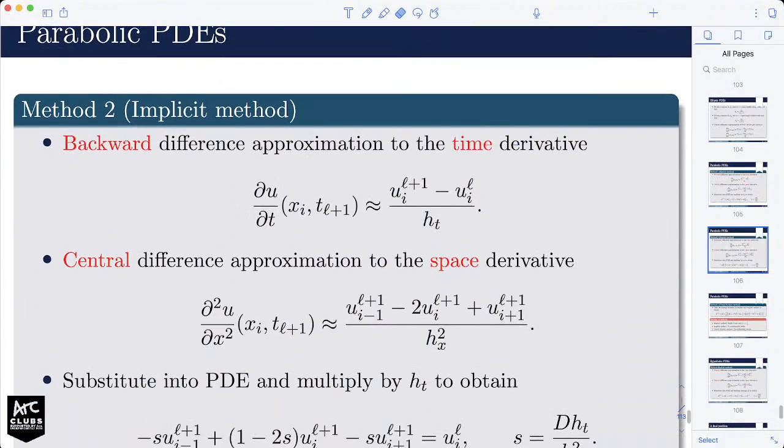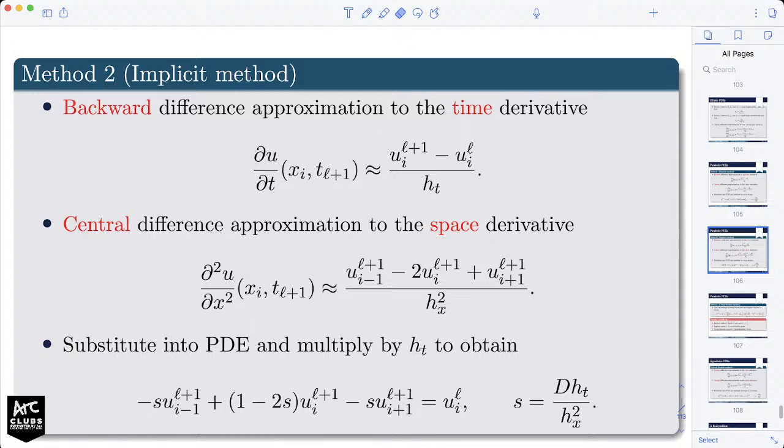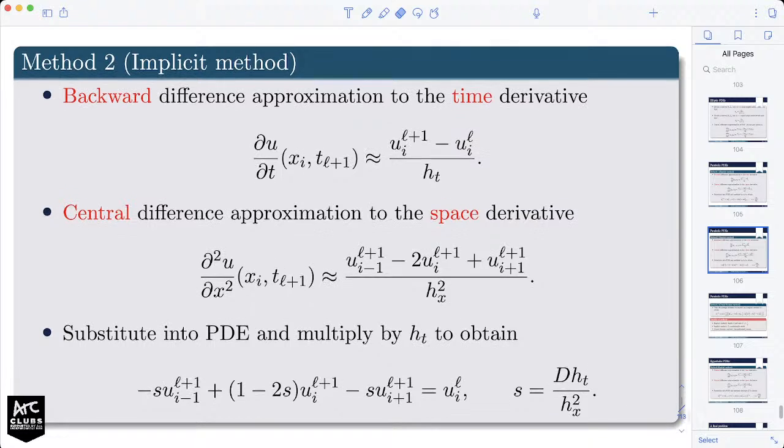Next one is our implicit method. So this time we're doing backward difference approximation, and this is now going to be the approximation that we use. Again, we do have our central difference approximation with space derivative, and then we're going to do the same thing, substitute that back into our PDE. This is the equation that we obtain.